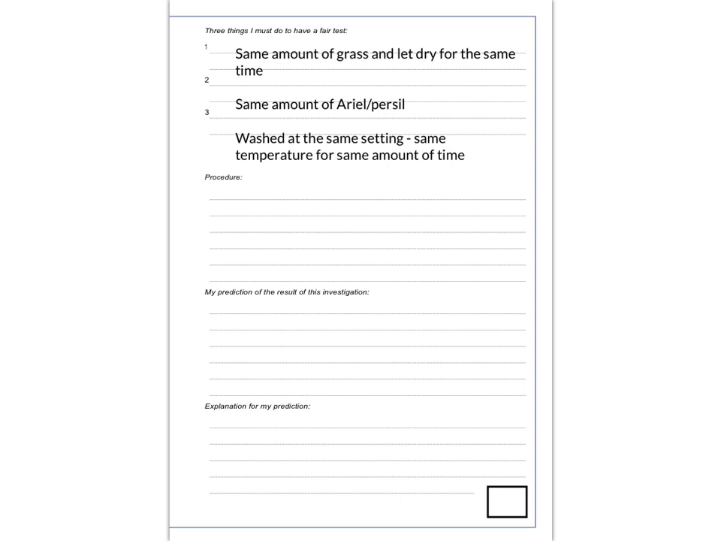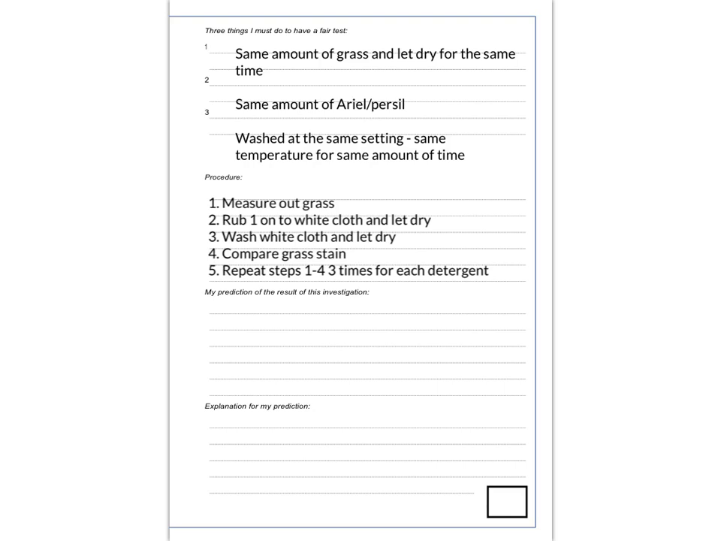Some things you could do to make sure it was a fair test is that you could make sure it's on the same washing cycle. That means it's at the same temperature and it's run for the same amount of time. That you put the same amount of Persil or Ariel on the t-shirt. That you used the same amount of grass to create your stain. And that you let it dry for the same amount of time, so that one isn't going in just freshly rubbed in and the other isn't going in where it's been sat there for ages.